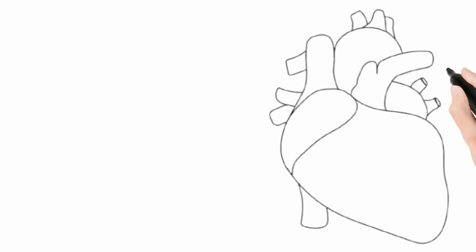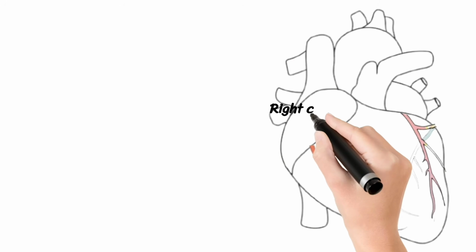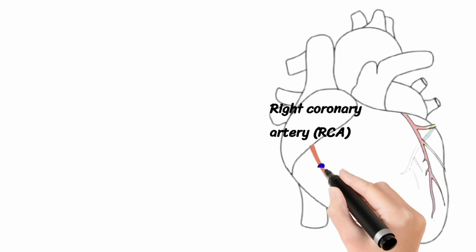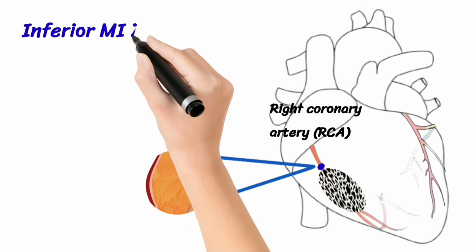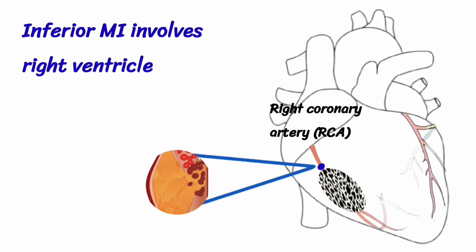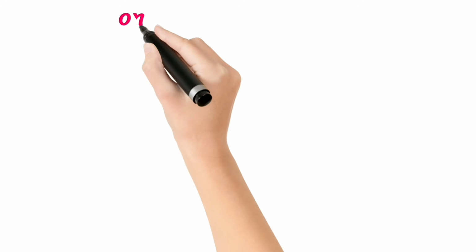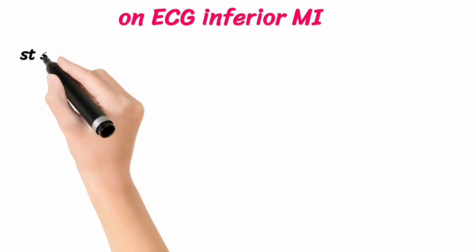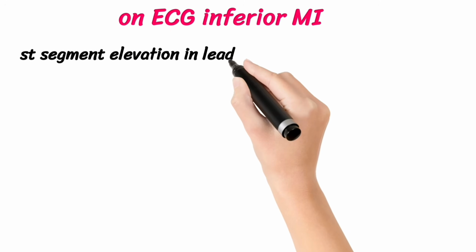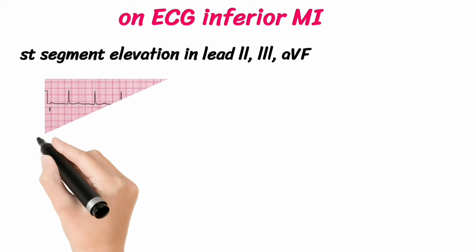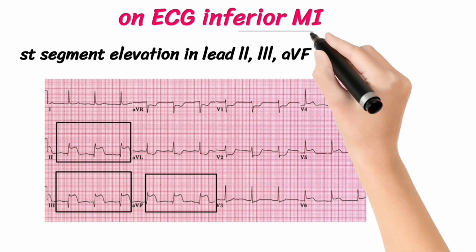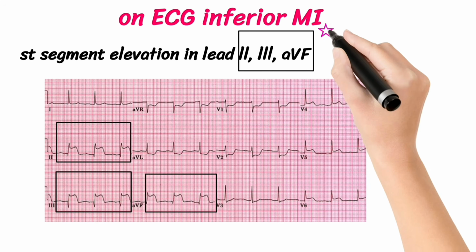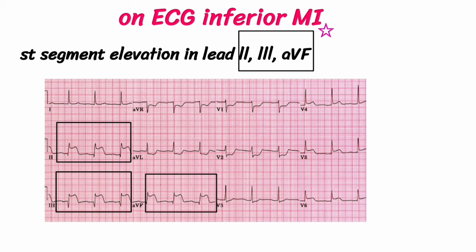The next one is inferior wall MI. Clot or thrombus formation occurs in the right coronary artery. This is inferior wall MI, which is shown in the diagram. Changes on ECG in inferior wall myocardial infarction: ST segment elevation in leads 2, 3 and AVF. In the highlighted portion, you see changes in leads 1, 2, 3 and AVF.